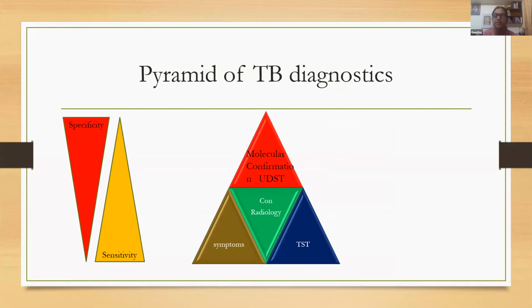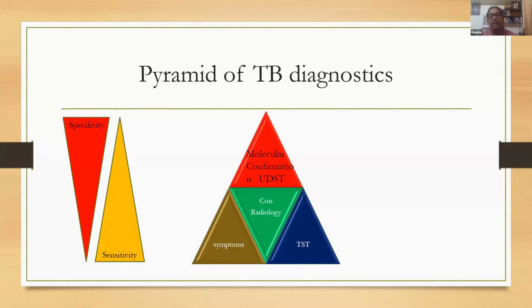So when you consider the pyramid of TB diagnostics, what we usually see first are the symptoms, which will be dealt with clinically. The tests which we do are the tuberculin sensitivity test and the X-ray, that is the conventional radiology, and the molecular confirmation by universal drug susceptibility testing. So the old pyramid of TB diagnostics has changed to the new diagnostic pyramid, which includes molecular testing. That is actually a paradigm shift which has occurred to control tuberculosis in children.